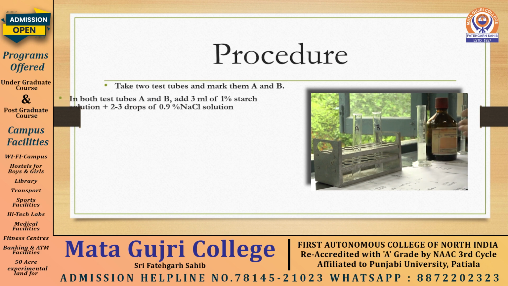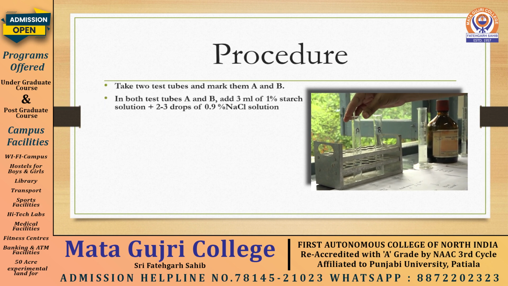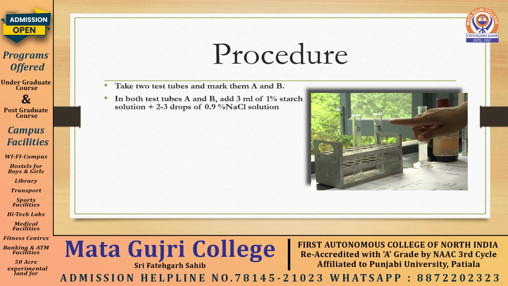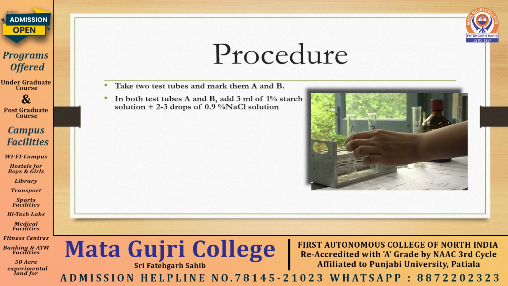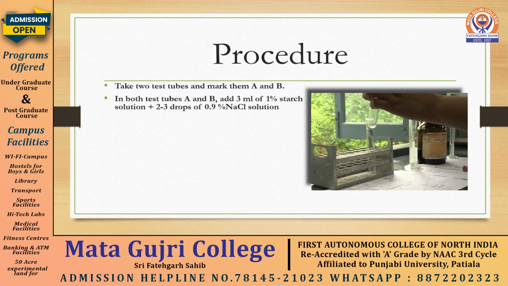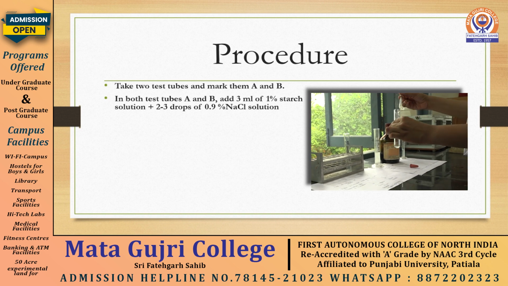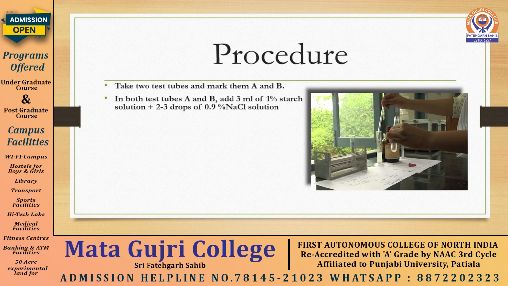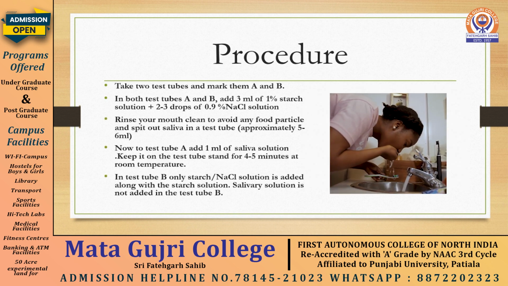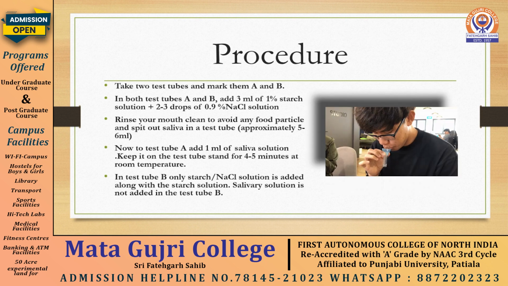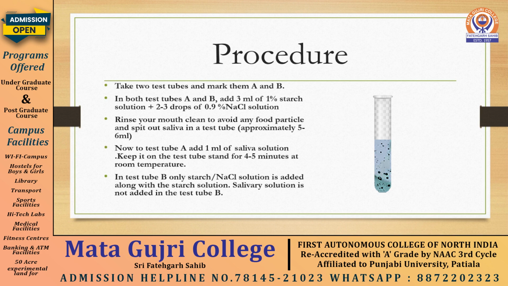Procedure. We'll have to take 2 test tubes and mark them A and B. In both the test tubes A and B, we would be adding 3 milliliters of 1% starch solution and 2 to 3 drops of 0.9% sodium chloride solution. Now rinse your mouth to avoid any sort of food particles and spit out saliva in a test tube. 5 to 6 milliliters would be good enough.